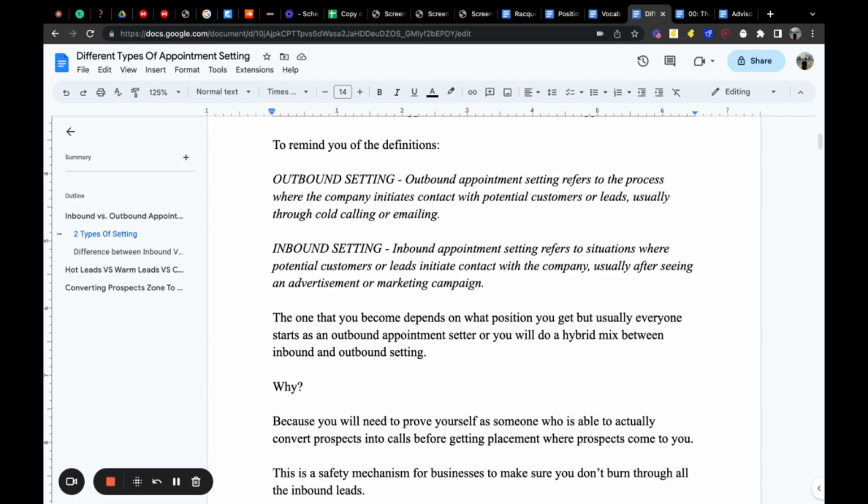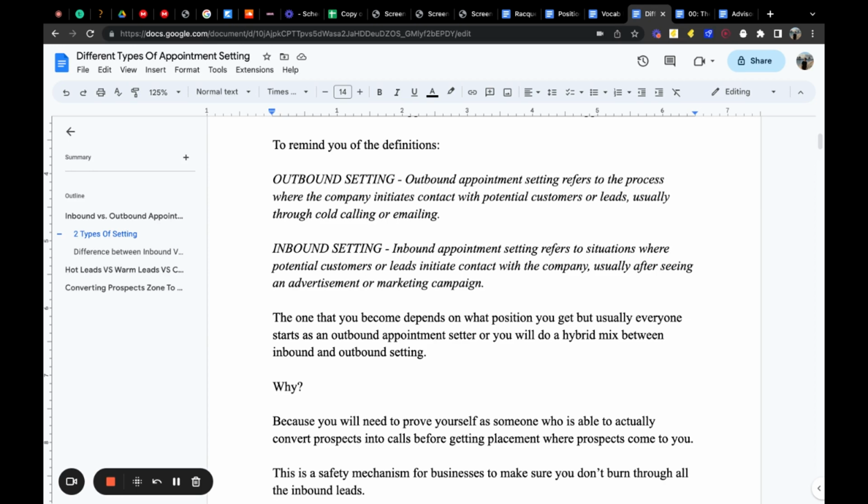Now, with inbound setting, you're contacting customers and leads who are warm or hot leads who have some familiarity with the business. Maybe they commented on a post. Maybe they liked the post. Maybe they reacted to a story poll if it's on Instagram. So an inbound lead could also be someone who just DMs the company.